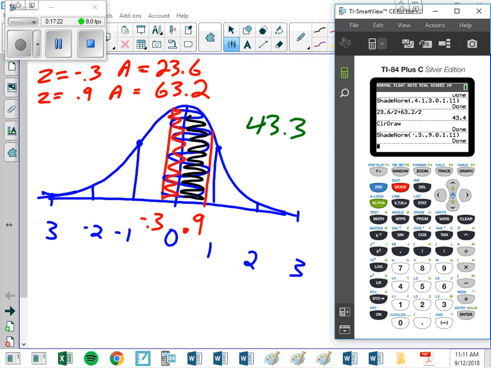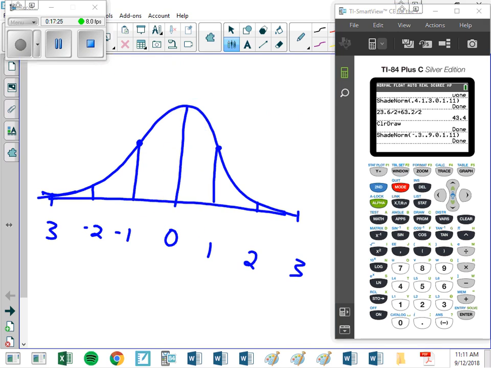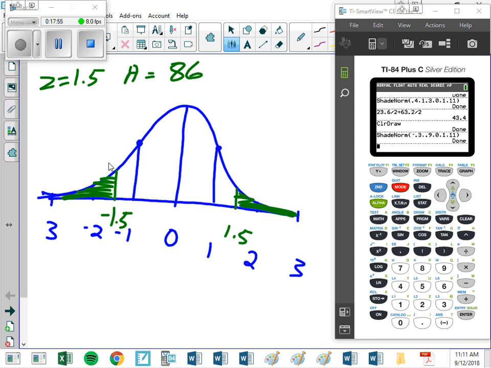Okay, and the last one, outside of negative 1.5 and 1.5. So here's negative 1.5, and here's positive 1.5. What does outside mean? To the left and to the right. Okay. So I look up z equals 1.5, and I get the area is 86.6.